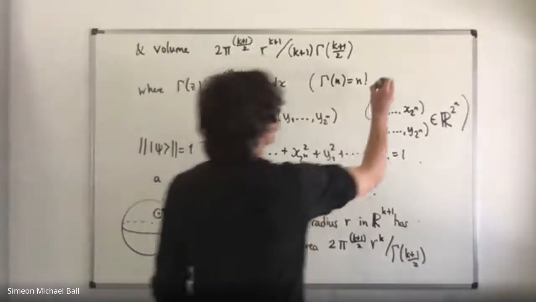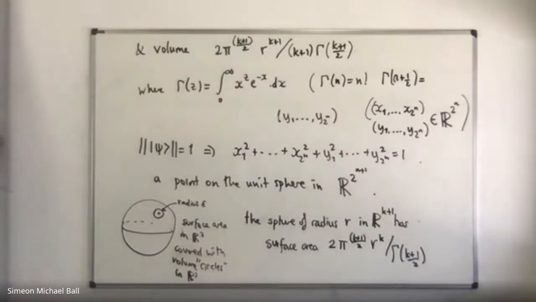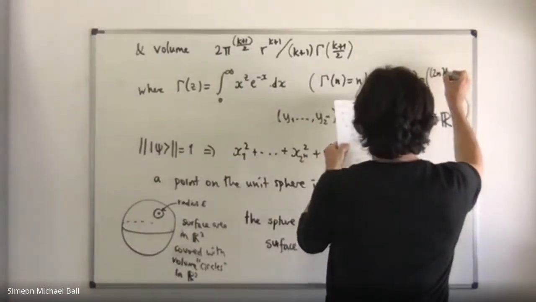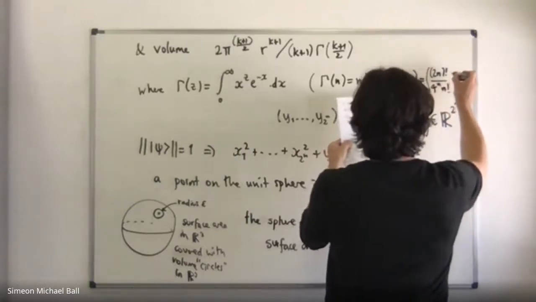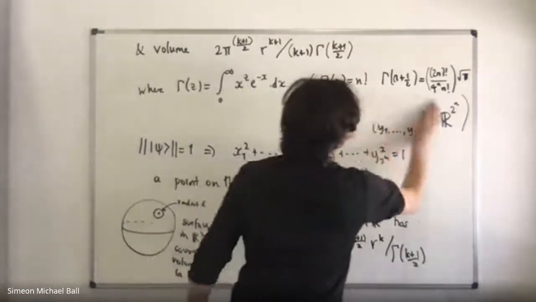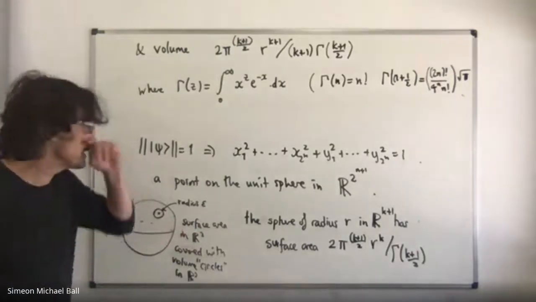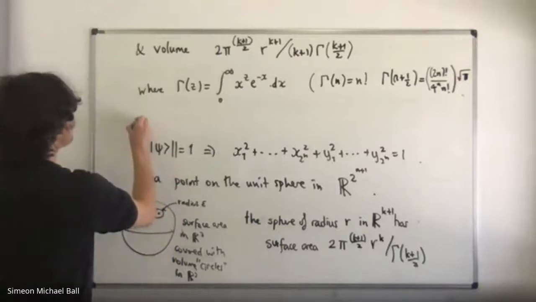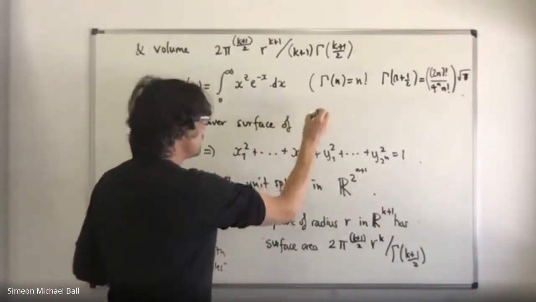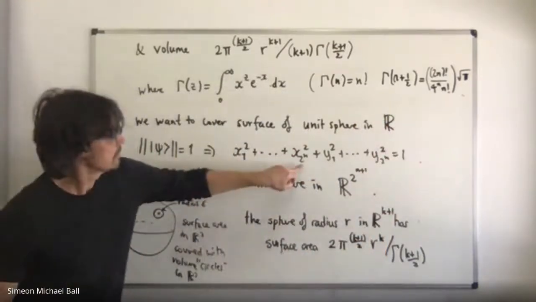Okay, so gamma of n is n factorial, and gamma of n plus a half, which are the only two things we care about, is somewhere it's written down, is 2n factorial divided by 4 to the n times n factorial, times square root of pi. Okay, so they're the two things that we need to know, because from this we can now discover exactly how many things we need. So we need to cover in our units, on our unit sphere, so the surface area we need to cover the surface of the unit sphere in R to the 2 to the n plus 1.